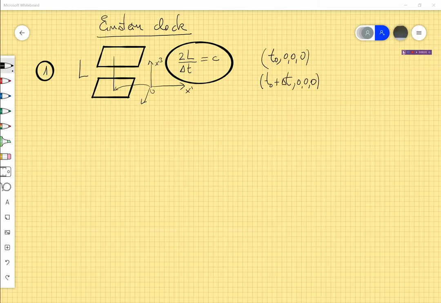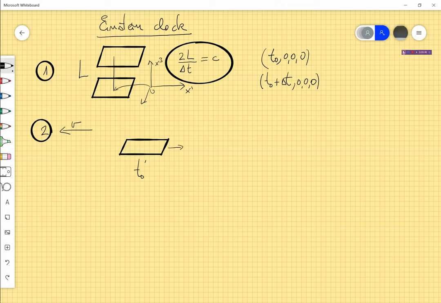Now let's consider these same two events in a different reference frame, a reference frame that we call 2, that we assume moves with respect to the 1 at the speed v. So seen from reference 1, it moves with the speed v in the direction of the negative axis x1. In this frame you see the mirror at the initial time, which here will be some initial time t0 prime. And this mirror is moving in this direction with velocity v. And clearly the light ray cannot go in a perpendicular direction, because otherwise it would miss the upper mirror, since the upper mirror is also moving at the speed v. So it has to come out in this direction.